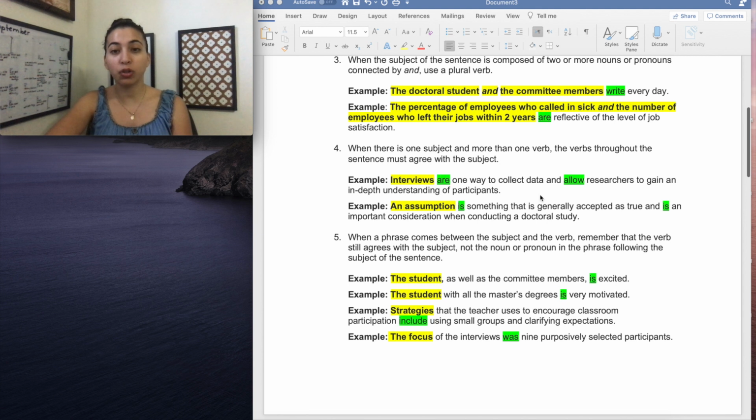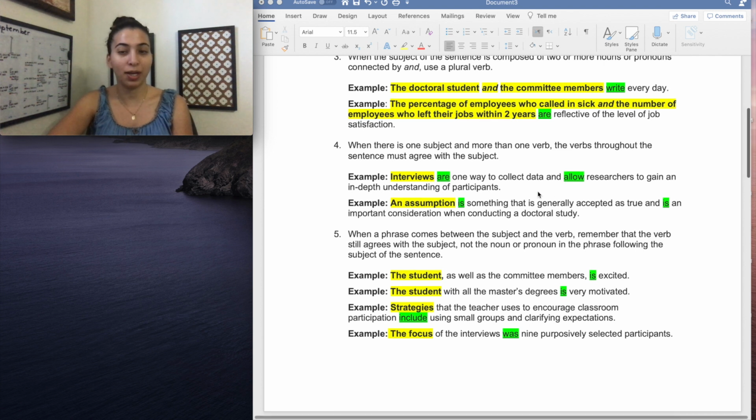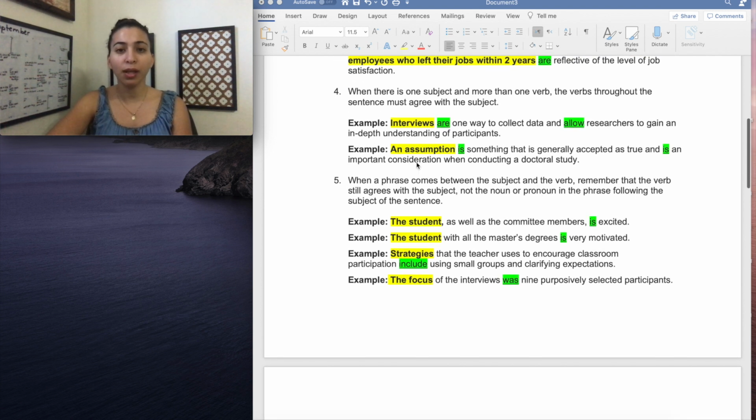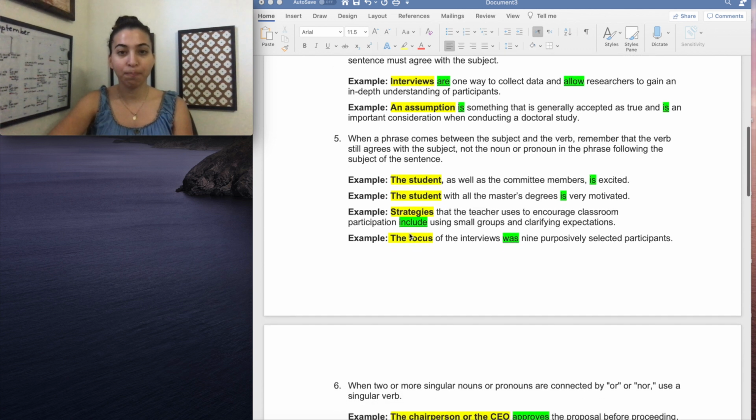We see here that there are two verbs that belong to one subject. Interviews are one way to collect data. That's what interviews are doing. Interviews allow researchers to gain more in-depth understanding. An assumption is something that is generally accepted as truth and is an important consideration when conducting a doctoral study, right? So we see one verb and then another verb here. Both of them have to agree with the subject.